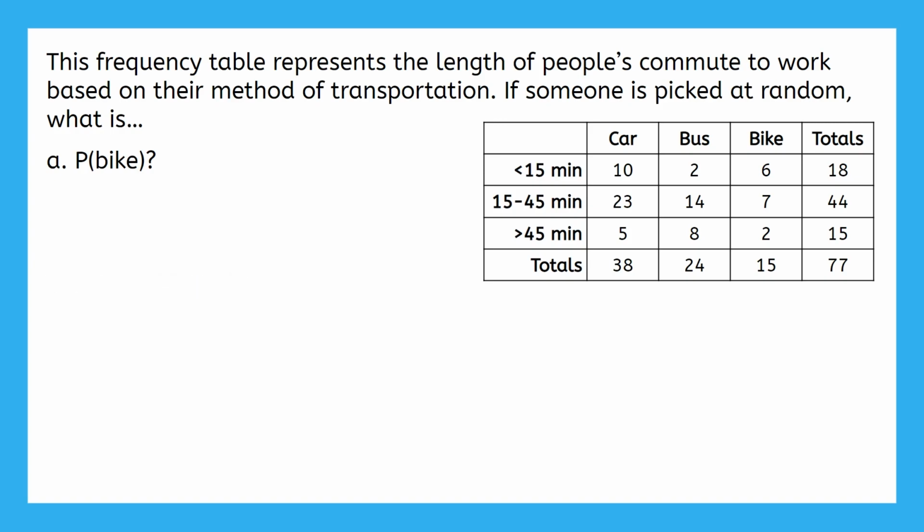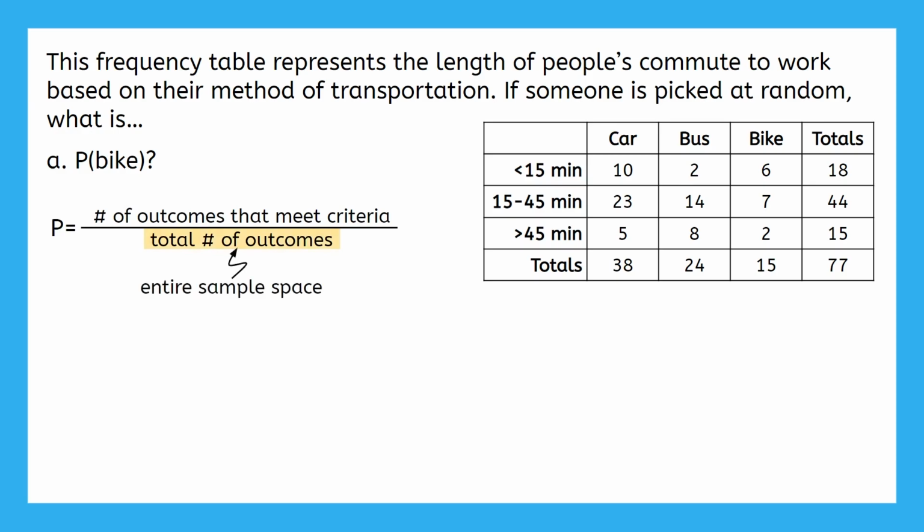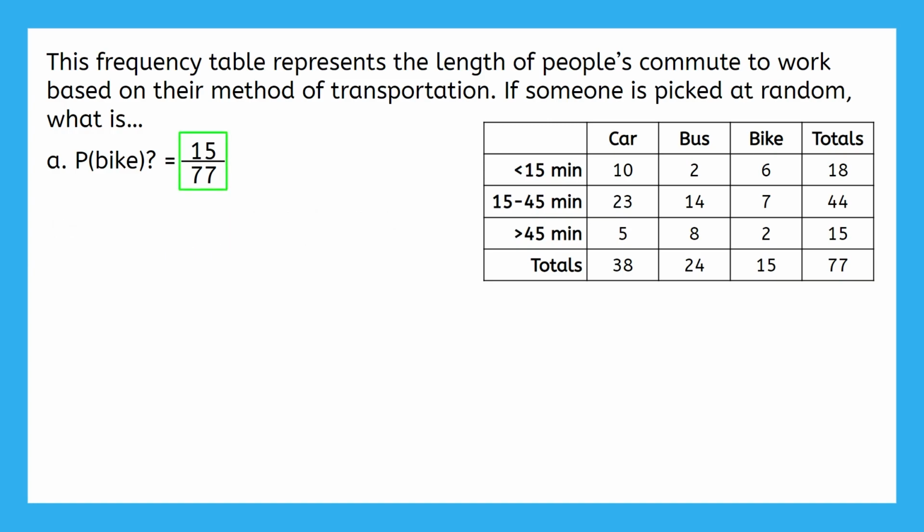Part A asks for the probability that a person commutes by bike. Since there's no condition here, we're using the entire sample space. In this frequency table, that's represented by this total box here, which has 77 people in it. Out of those 77 people, how many of them are someone who commutes by bike? I'm just gonna take a look at the bike column and look for the total, which is 15. This fraction can't be simplified, so P of bike is 15 over 77.